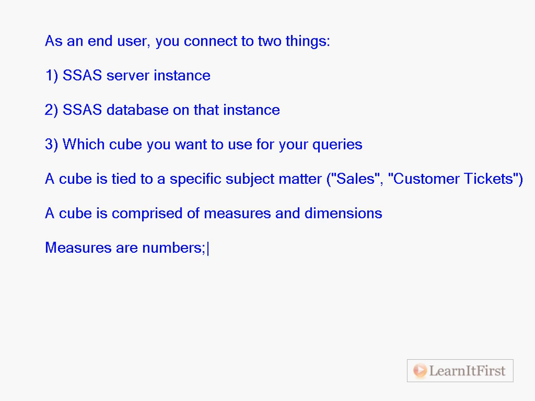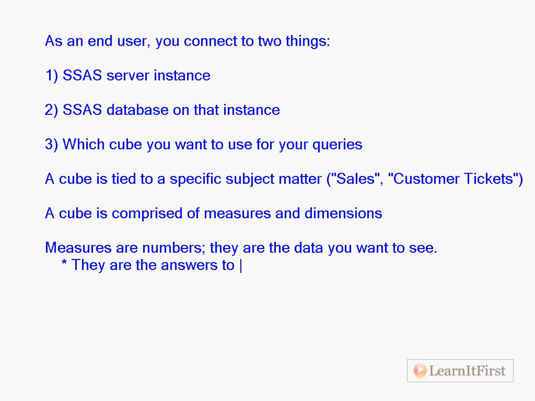Measures are numbers. They are the data you want to see. Another way to think about them, they are the answers to your questions. For example, you might ask, how many sales did we make in Brazil in the year 2006? The answer to that question is a measure. It's a number, 6,245. That's the measurement you want to see. That's how you view success or failure. That's the answer to your question.